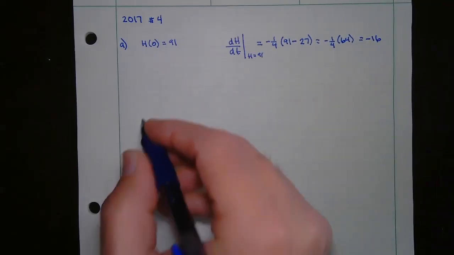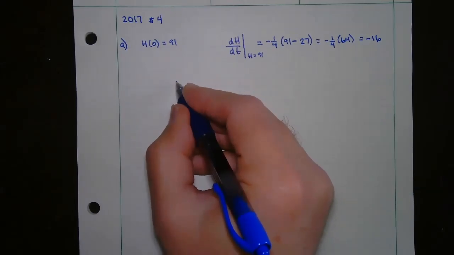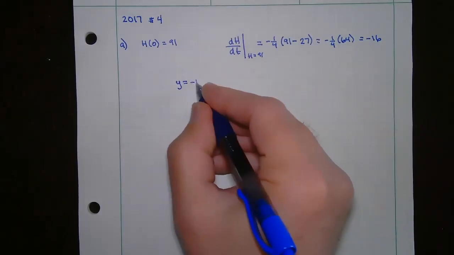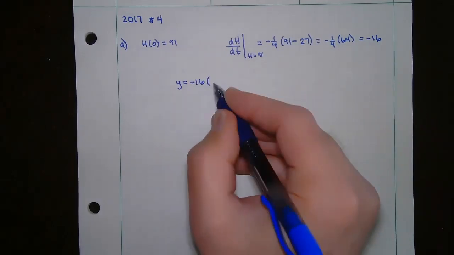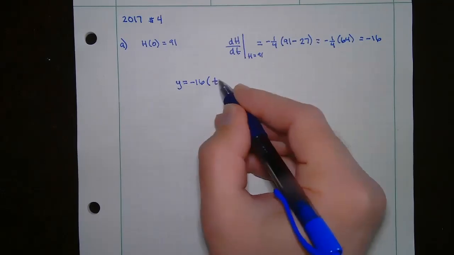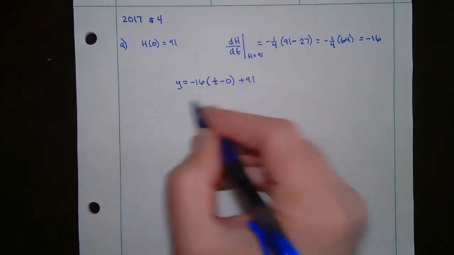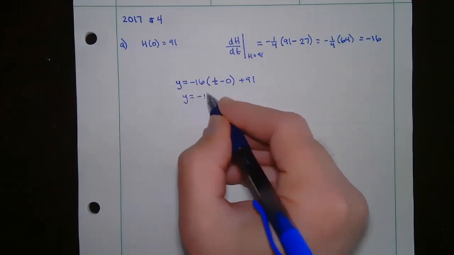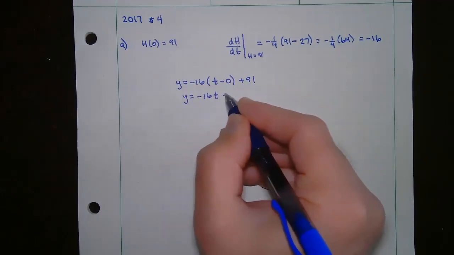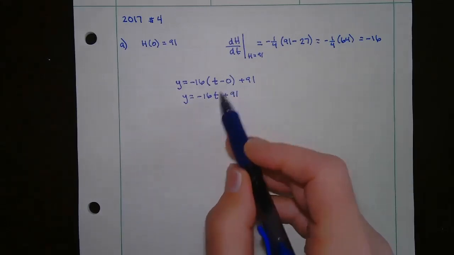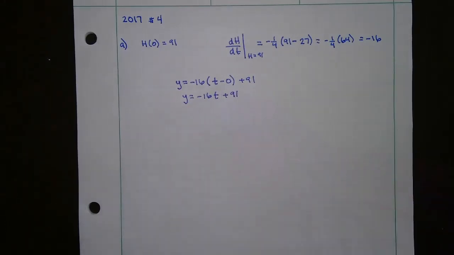All right, so we can write our equation. It would be y is equal to my slope, which is negative 16, times t minus 0, or just t, and then plus 91. Okay, so this would be y is equal to negative 16 t plus 91. Okay, so that's the equation of the tangent line, right? Now, the only reason I went from here to here is because we were minusing 0, so you can just write it as t minus 0 is just t, okay?